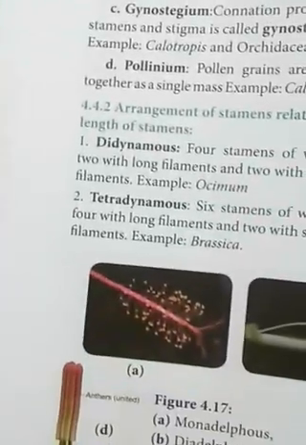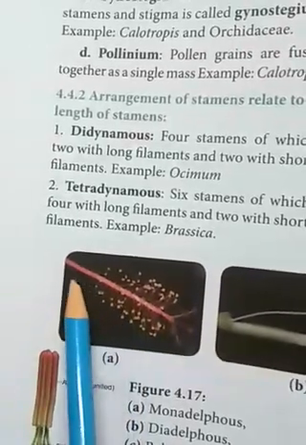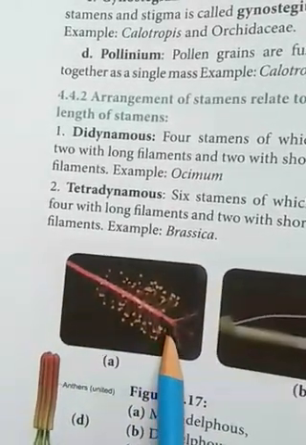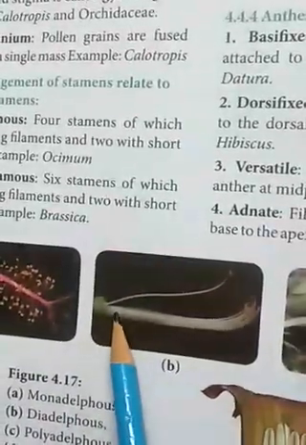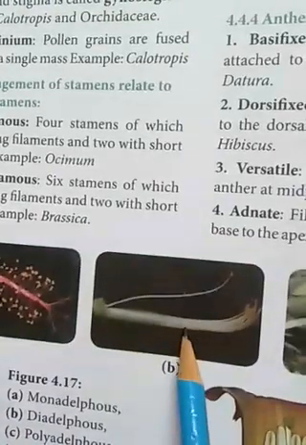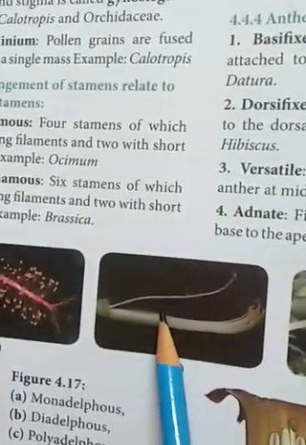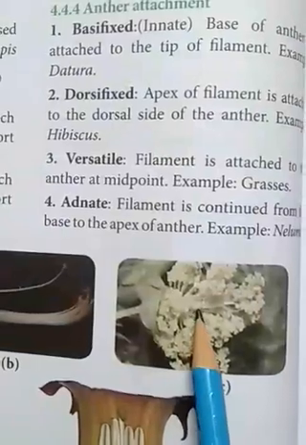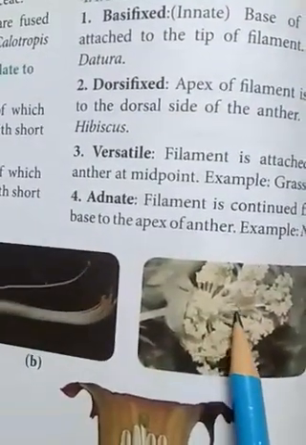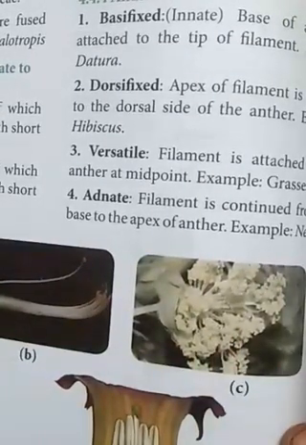The diagram we can see here: these are the anthers, and the filaments fuse together to form one single staminal tube, then it is called monadelphous. In the next diagram, the stamens are all fused together except one. Nine stamens fused to form one bundle and one stamen is free, this is called diadelphous. In the next diagram, the filaments are fused together and then further branch, this is called polyadelphous.